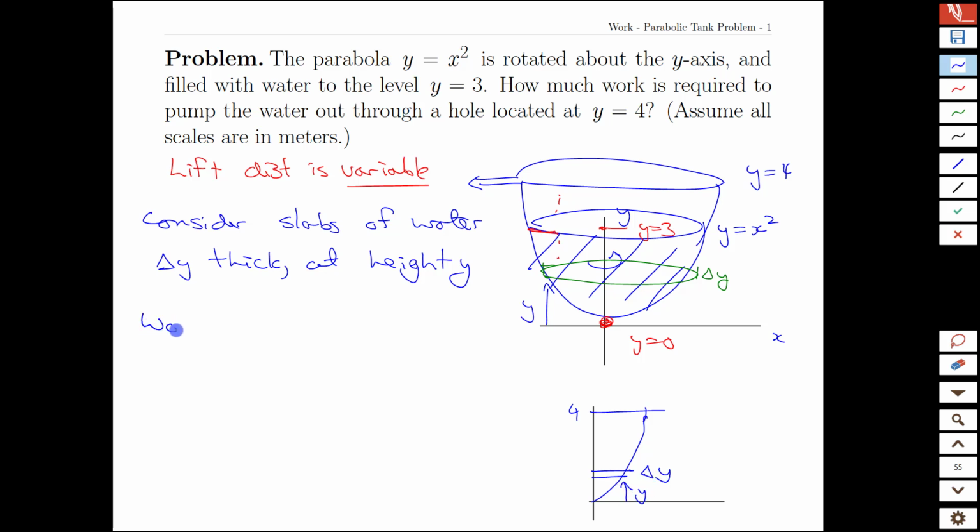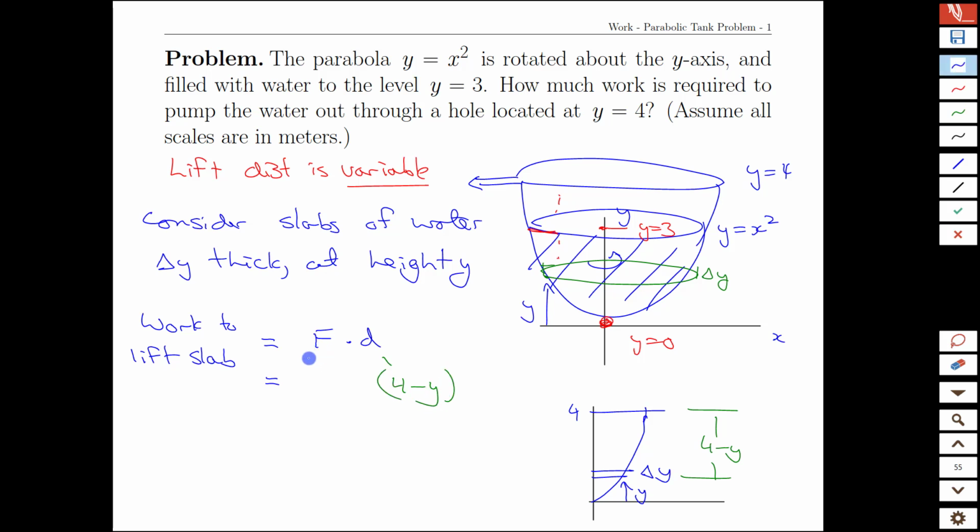We can then study the work to lift the slab. Well, the work is always force times distance. Now the distance, in this case here, if we're taking a slab that's y away from the bottom, and we're lifting it to a height of 4, we have that nice little diagram that tells us we have the remainder of the height to go, so the distance will be 4 minus y.